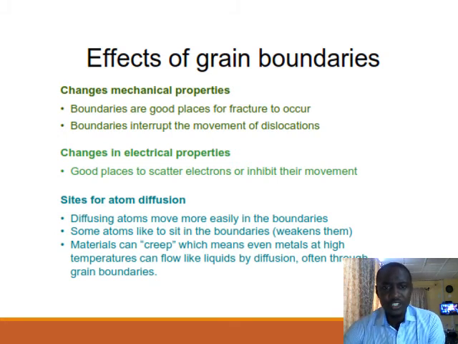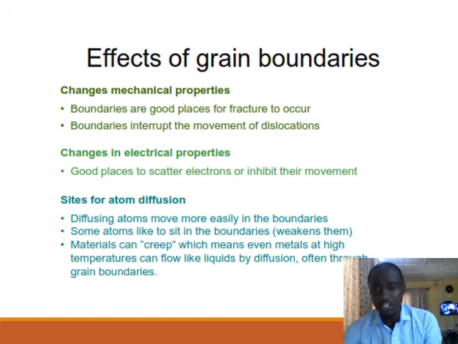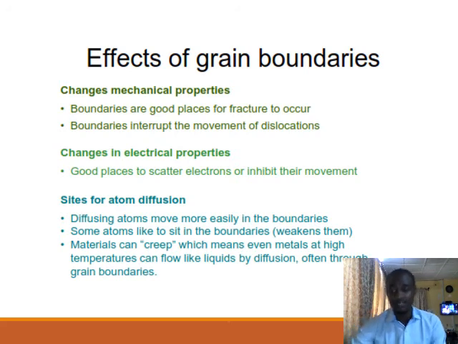So for electrical properties, you can have a good place to scatter electrons or to inhibit their movement, depending on the grain boundaries that you have therein.